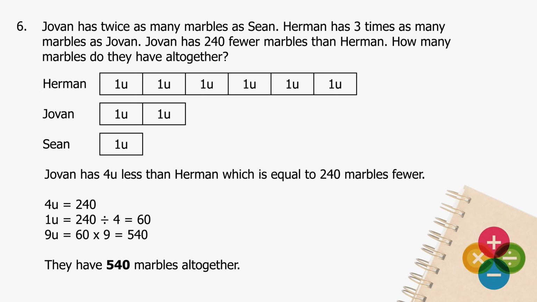Jovan has 4 units less than Herman, which is equal to 240 marbles fewer. 4 units is equal to 240. 1 unit will be, divide 240 by 4, and the quotient is 60. 9 units will be, multiply 60 by 9, and the product is 540. They have 540 marbles altogether.